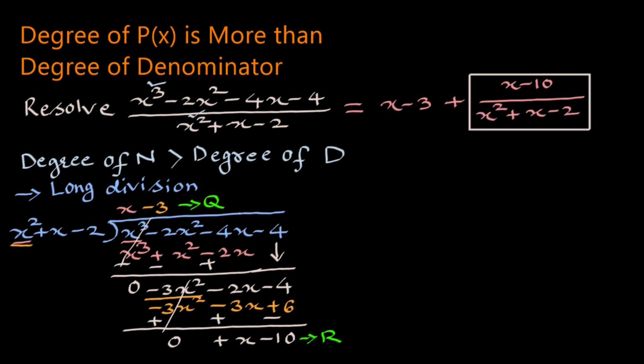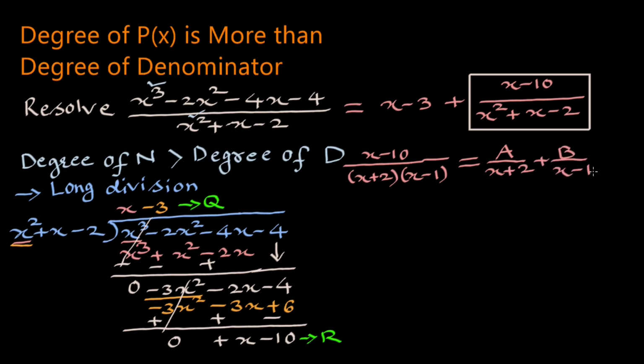Now this part is a perfect case for finding partial fractions because here degree of numerator is 1 less than that of the denominator. We will write this as x minus 10 upon factors of x square plus x minus 2, x plus 2, x minus 1. This we write as a upon linear factor x plus 2 plus b upon second linear factor x minus 1. So we have x minus 10 equals a into x minus 1 plus b into x plus 2.